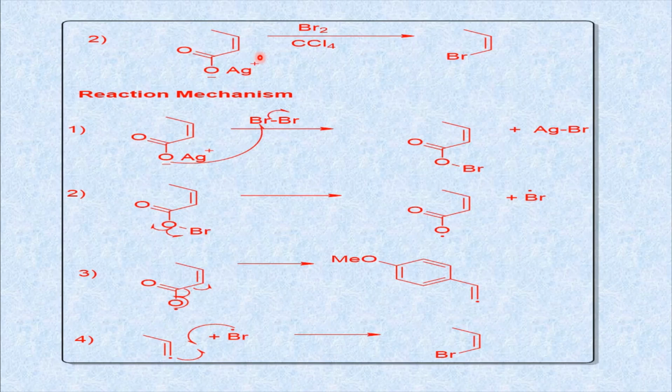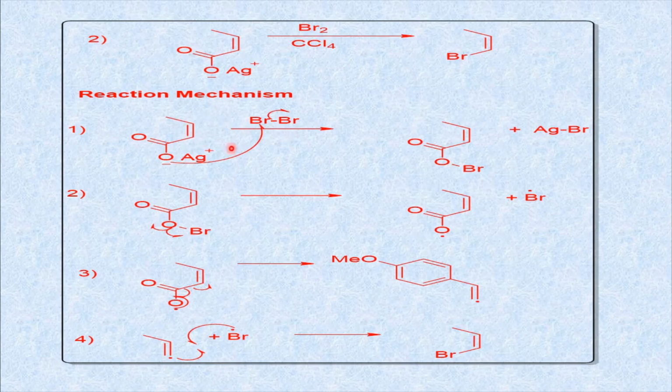So this is the reaction. The silver salt of carboxylic acid reacts with Br2 in the presence of CCl4. You will get this alkyl bromide, here a vinyl bromide. And its reaction mechanism is very simple.